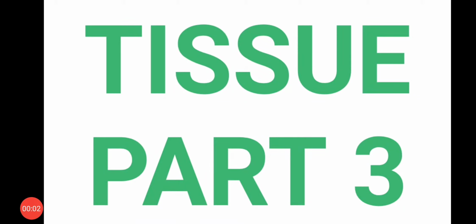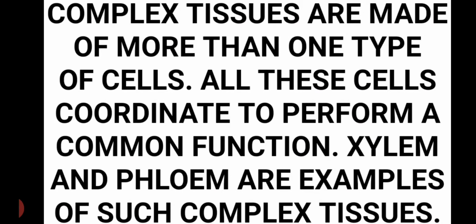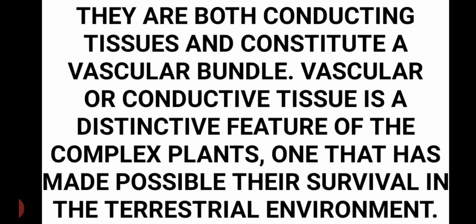Hello everyone, in this video we will learn about complex permanent tissues. Complex permanent tissues are made up of more than one type of cell, and all these cells are coordinated and perform a common function. That means complex permanent tissues contain more than one type of cells, and these cells are coordinated and perform a single function. Xylem and phloem are examples of such complex tissue in plants.